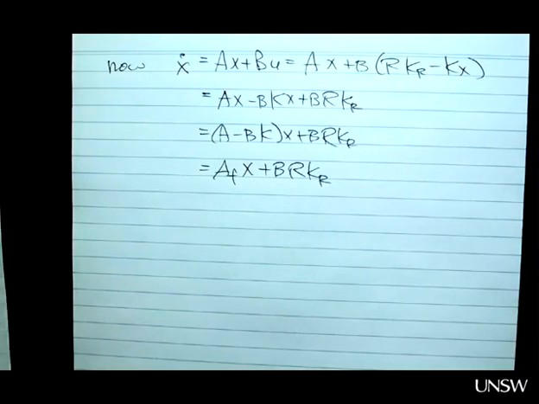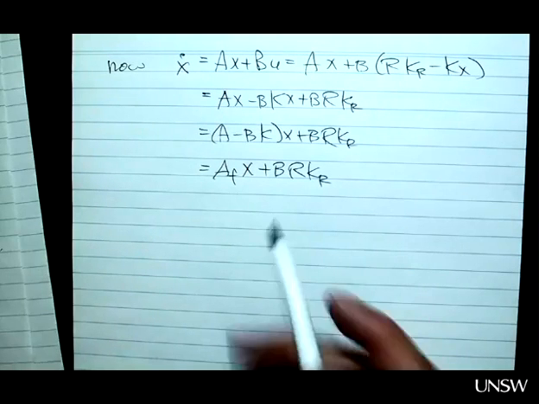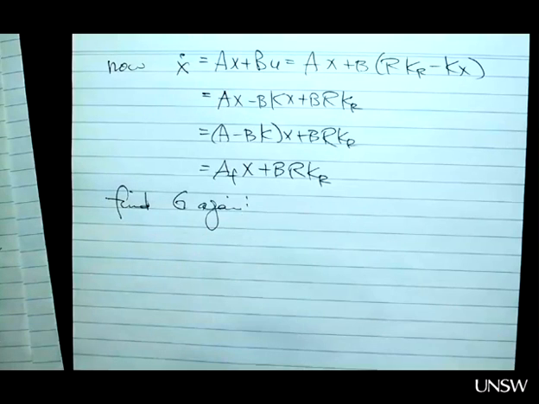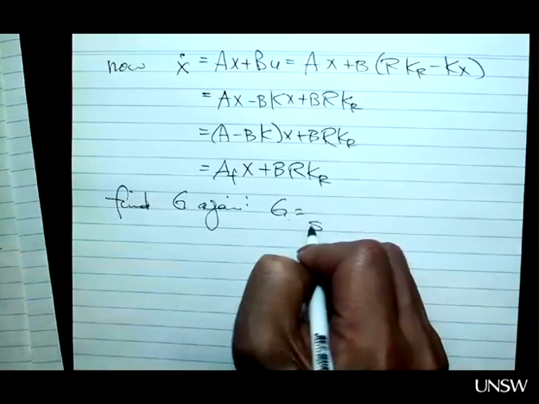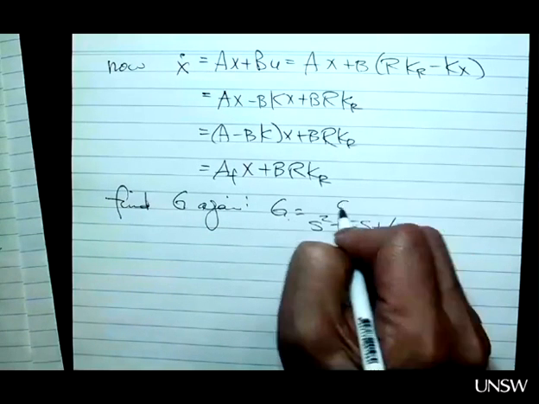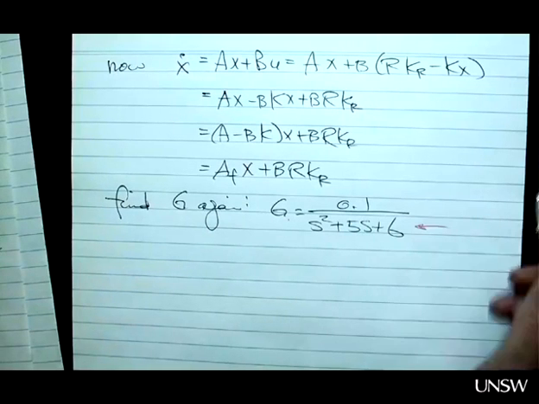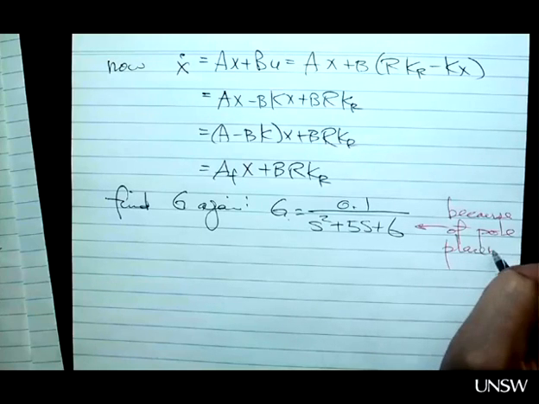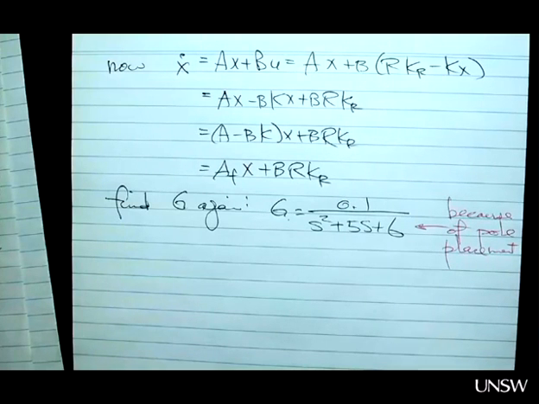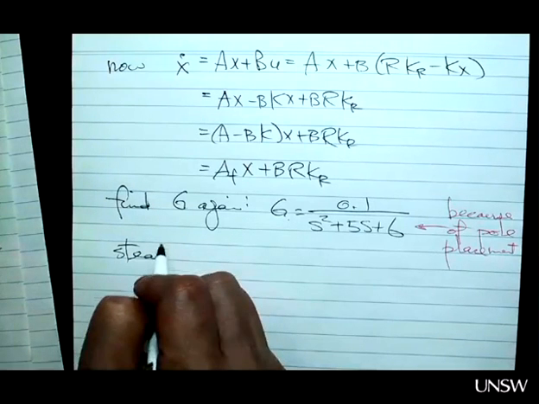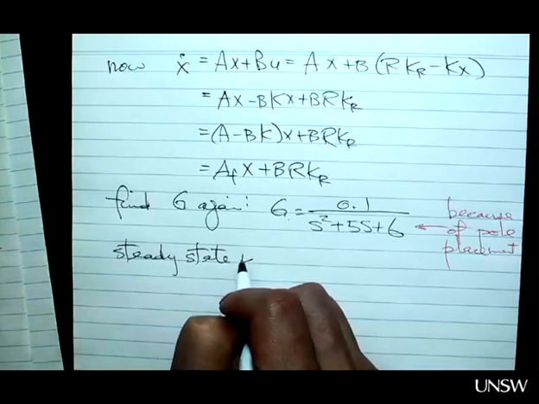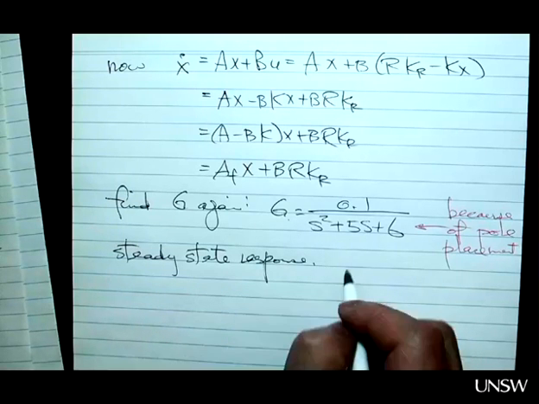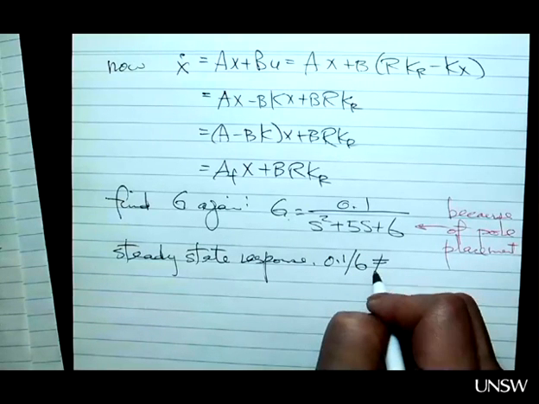Okay, the last step is that we calculate the transfer function again. So it is because of pole placement. So we have a new transfer function, and then the steady state response is 0.1 over 6. Okay, it's not equal to 1. The response to the unit step.